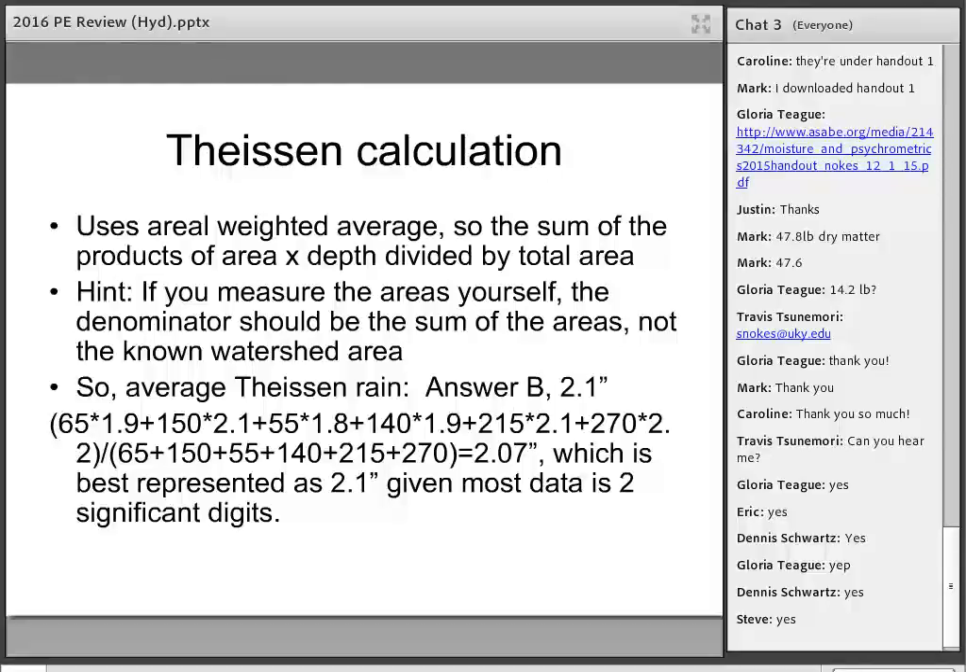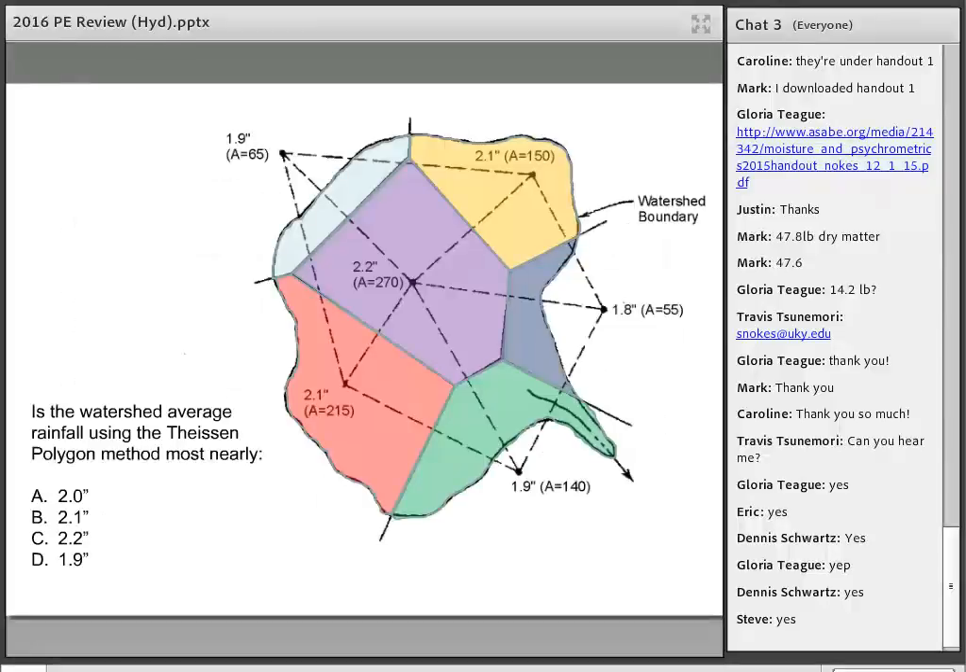Thiessen rainfall should be. Now here's how we go about it then. And I'll kick back to the figure as I need to, but if you remember that 1.9 had a pretty small area, 65 was what the area reading was.